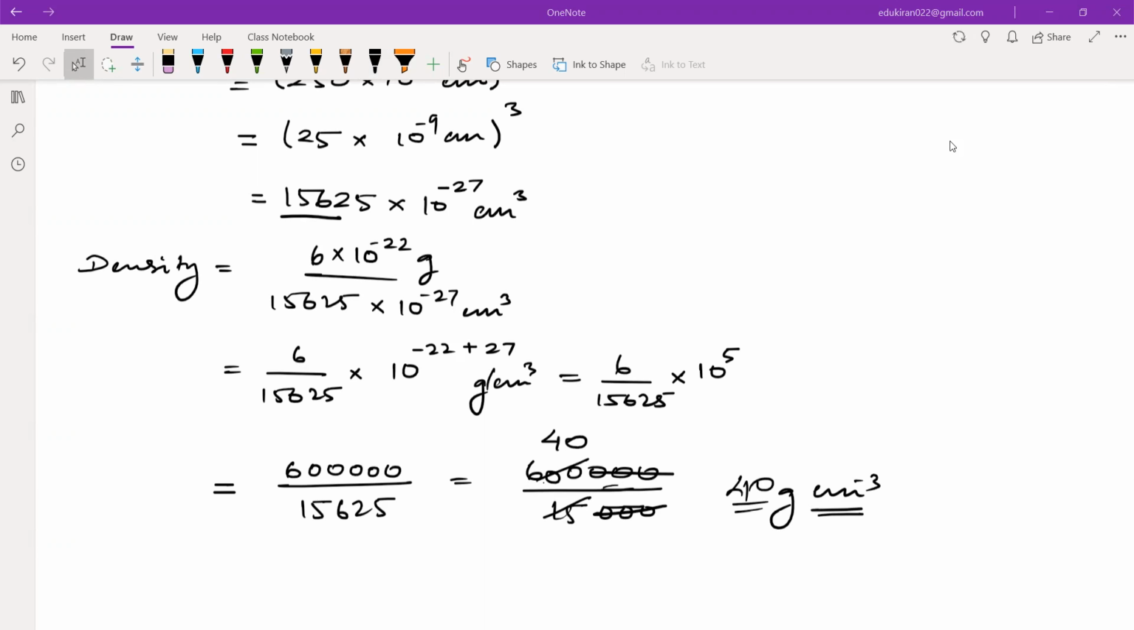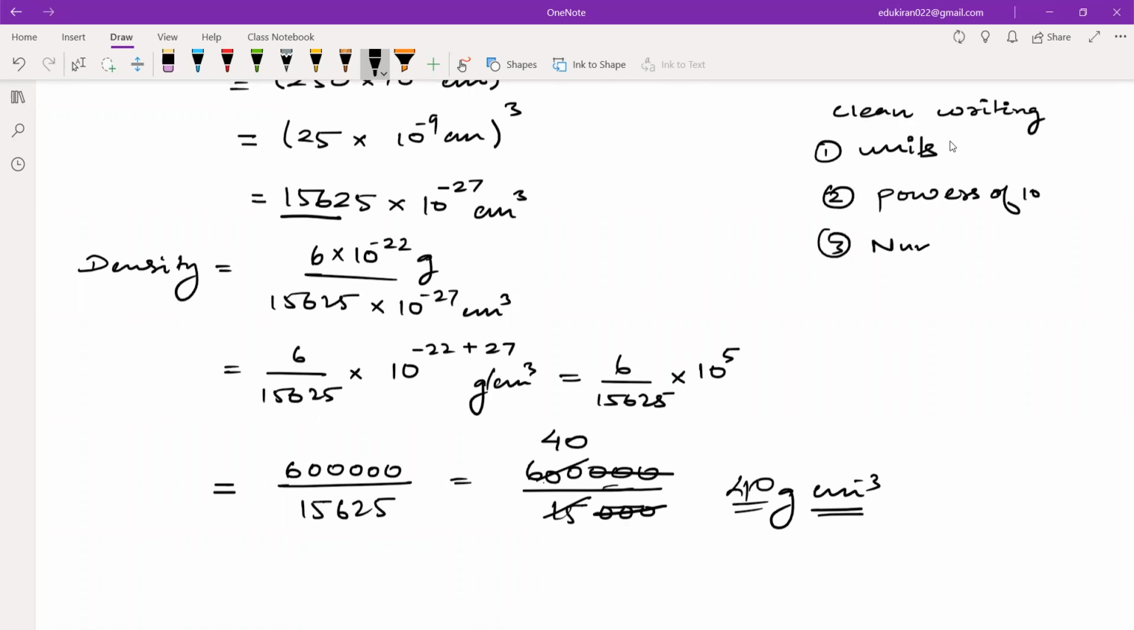See, there are a few tips for getting right answers with these many numbers and exponents. First thing is clean writing. There should be proper writing of everything. Second, whenever you simplify, I think I have told this in your 11th standard also, what will you simplify first? The units. Second is the powers of 10. Then the third is the numbers. So clean writing is very important, and then you will have units, powers of 10, and then numbers.